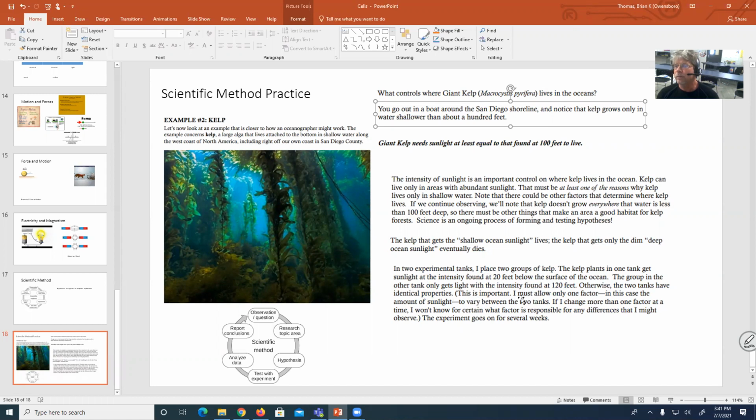Again, this is important. I must only allow one factor, in this case, the amount of sunlight, to vary between the 2 tanks. All the other conditions must remain the same. If I change more than one factor at a time, I won't know for certain what factor is responsible for any difference that I might observe. The experiment goes on for several weeks. So to me, that is the experiment.